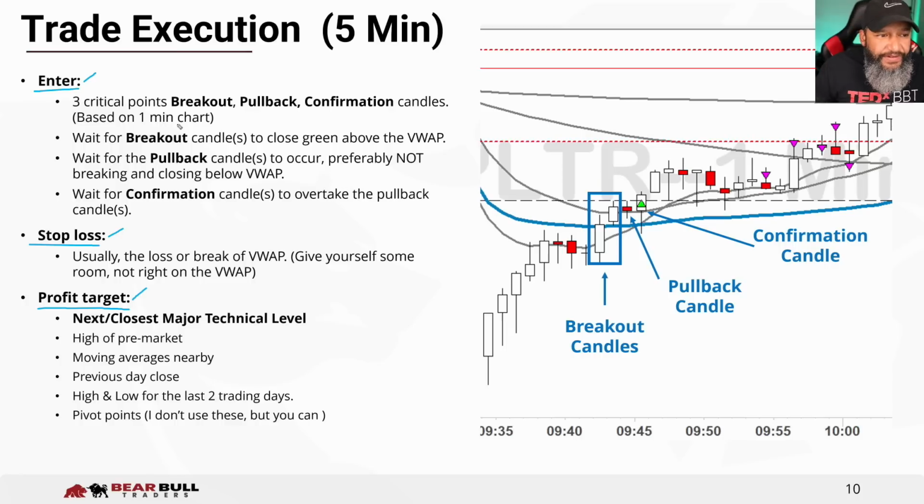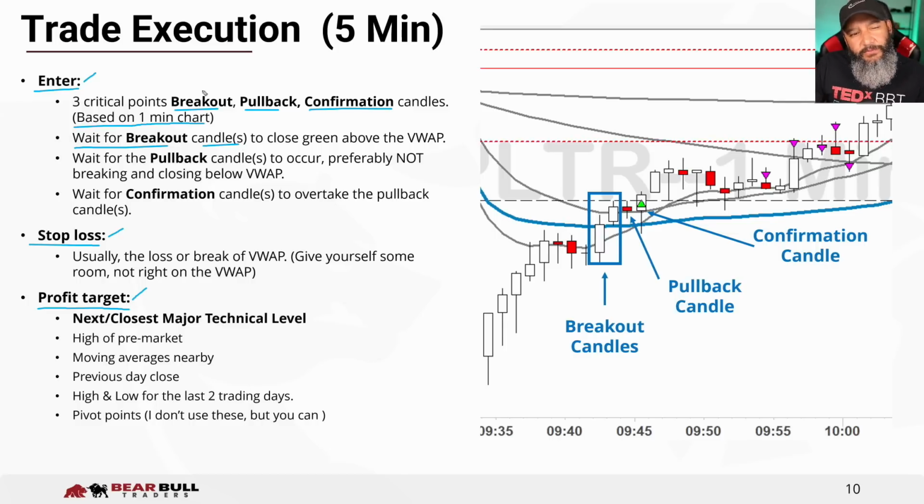All right, so there are 3 critical points you need to have when it comes to the strategy. You hear me say this over and over again on our live show: you need the breakout candle, you need the pullback, and you need the confirmation candle. Without these 3 things, you don't have the best possible VWAP breakout. Again, all based on the 1-minute chart. So let's talk about the breakout candle. I say candles because in some cases, there are 2 candles that can give you that breakout of the VWAP.